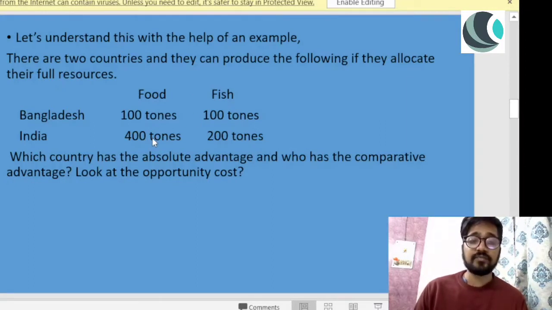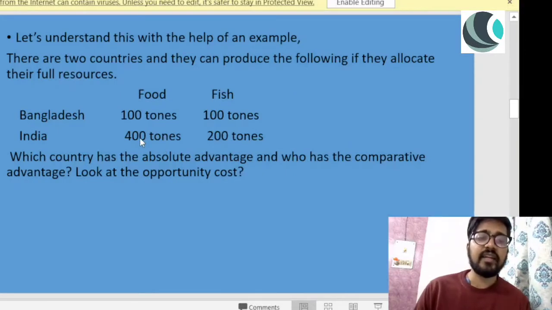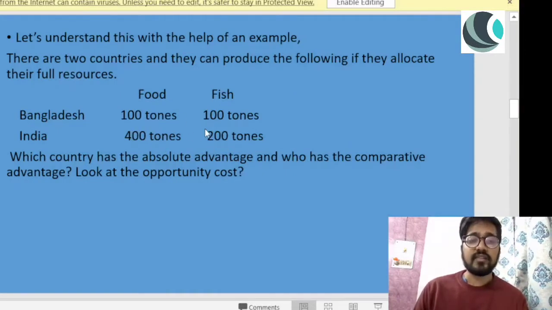But if we would have taken absolute advantage alone here, then we would have been saying that India is better in both the cases, because if you compare absolutely, India is better in producing food and India is better in producing fish as well. But now we are talking about the comparative advantage. You need to know what the opportunity cost of producing is and which one is lower, right? Then you can pick the one, and you need to know that India has specialization in producing food and Bangladesh has specialization in producing fish. So this is how you need to know about comparative advantage.